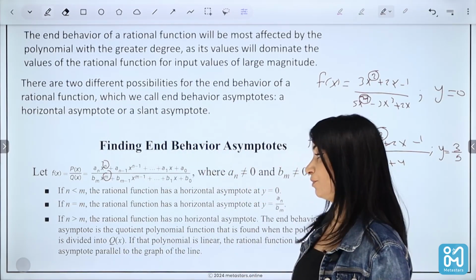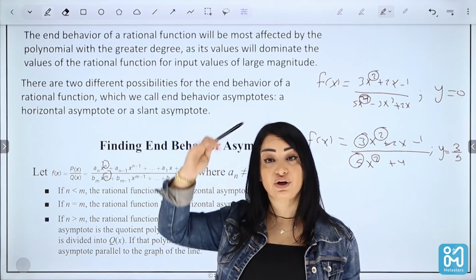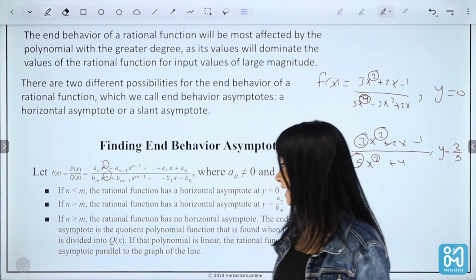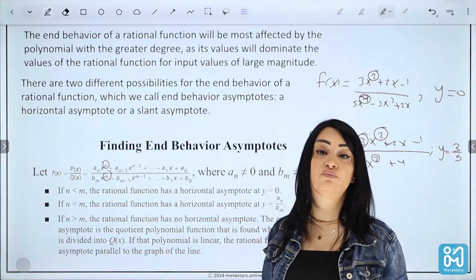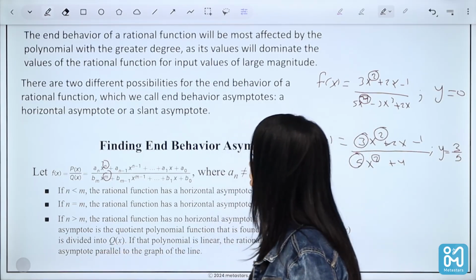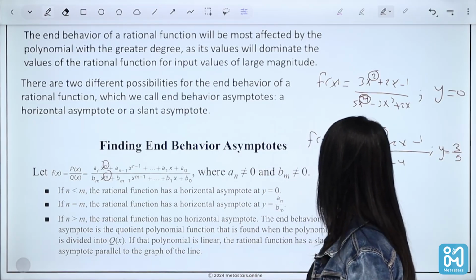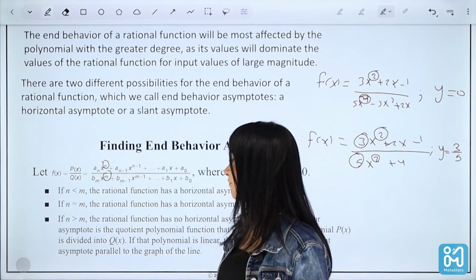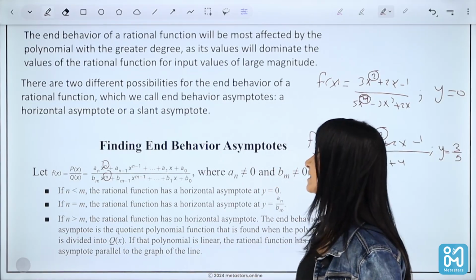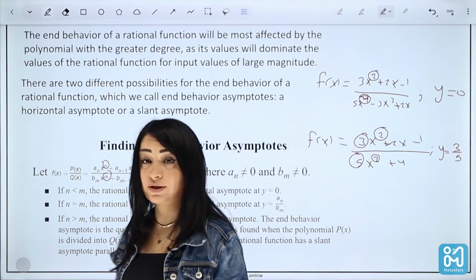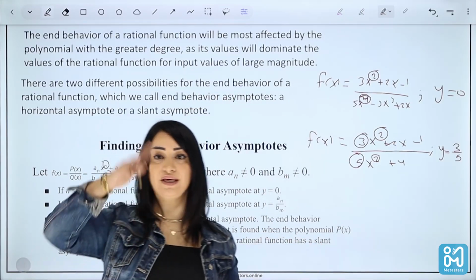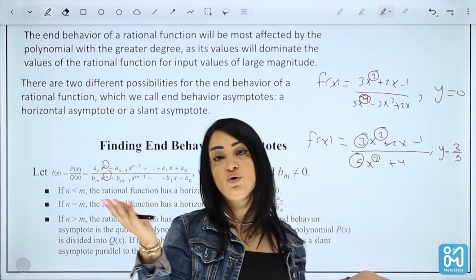Okay, case number three: if the degree of the numerator is greater than the degree of the denominator, the degree up is more than the degree down. In this case, the rational function has no horizontal asymptote. The end behavior asymptote is the quotient polynomial function that is found when we divide p of x by q of x. If that quotient is linear, the rational function has a slant asymptote, which is that line. So for case number three, if the degree of the numerator is more than the degree of the denominator, there is no horizontal asymptote.